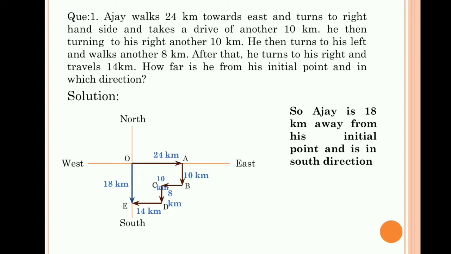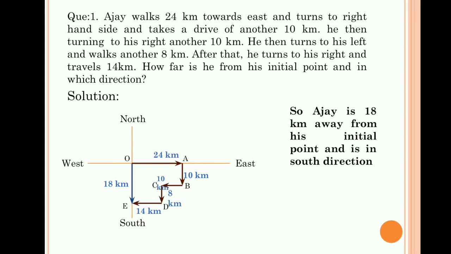After that he turns to his right. From point D he turns to his right. At D he is facing towards south, so his RHS will be towards west. So from D he will turn towards E and walk for 14 kilometers. As you can see, we have reached the same line, from O, from our starting point, to the line going towards south.